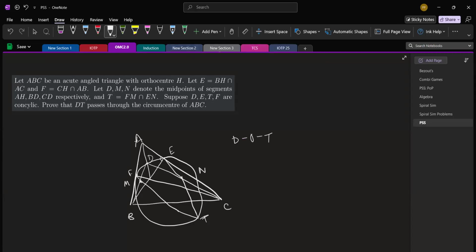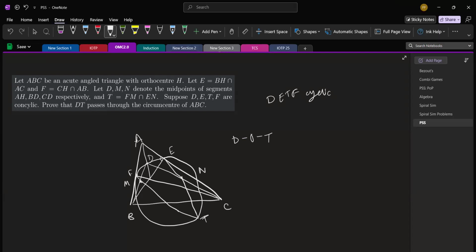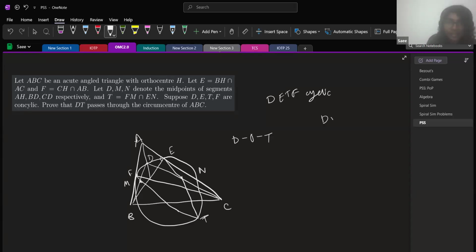Oh, we are given DTEF cyclic. Yes, DETF is cyclic. That's given. Midpoint of CD feels a bit random, but okay. Yeah, CD and BD midpoints feel okay. Those are great observations. DB, DC seem random. Very good.